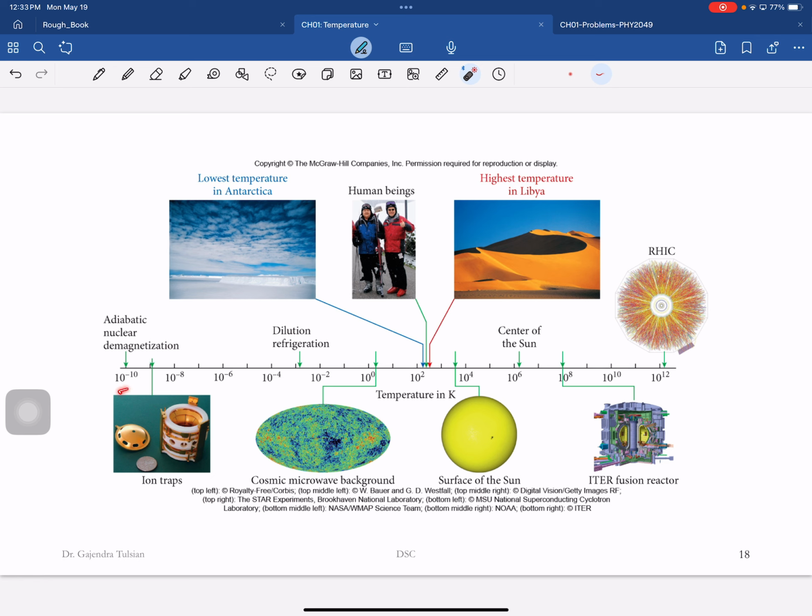All right, so here are some temperatures that we measured. See, our personal experience is a very small window. The highest temperature in Libya and lowest temperature in Antarctica. This is a relativistic heavy ion collision, and look at that. The temperature there is more than 1,000,000,000,000 degrees Kelvin. 1,000 times hotter than the center of the sun. And this is done in a lab.